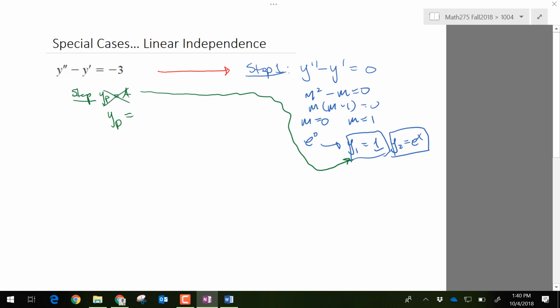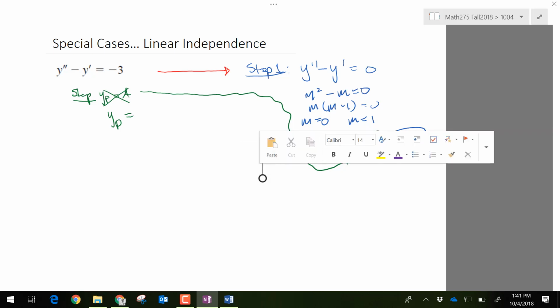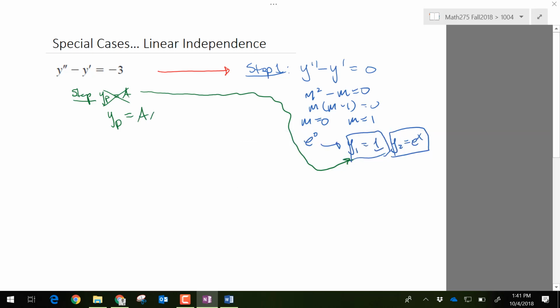What do you think we could do? Or just A times x, just multiply it by x. Is that going to be your answer? I don't know. Negative 3x. So let's make comments here. This is linearly dependent.